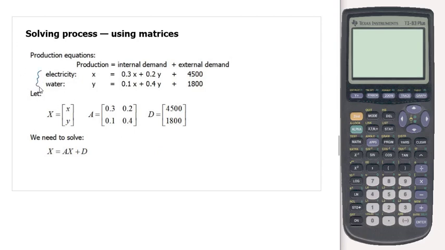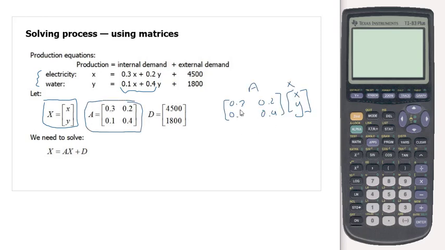So again, here are our equations. I'm going to let X be our variables, so this is our x, y 2 by 1 matrix. This part here we can think of as our A matrix. If we take A times X, we're going to get 0.3x plus 0.2y, and that's exactly this part. And for this row, we get 0.1x plus 0.4y. That's exactly this part. And then D is our external demand. So basically, this system of equations can be written in matrix notation as X equals AX plus D.